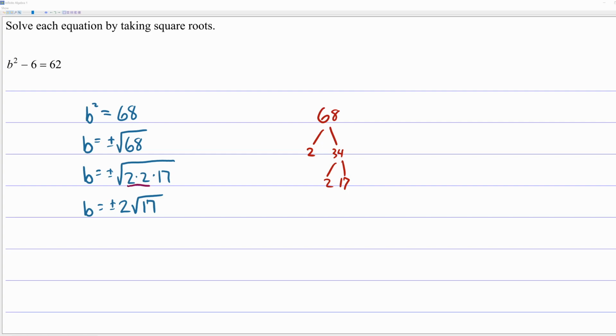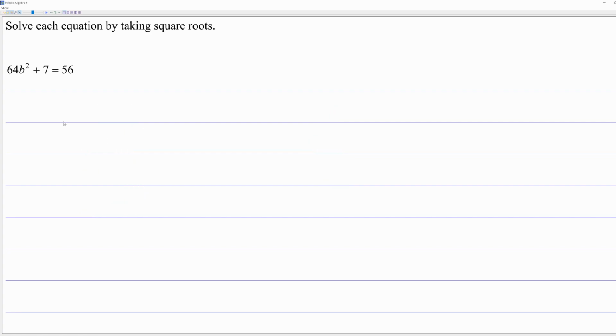Let's do a couple more and just see what happens. So here we have a two-step equation to solve this time. As our first step, let's subtract 7 from both sides. We have 64b squared equals 56 minus 7 is 49. And now let's divide by 64 on both sides. 49 over 64. That does not reduce.